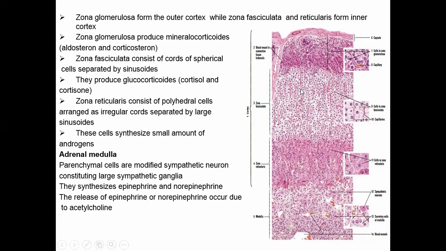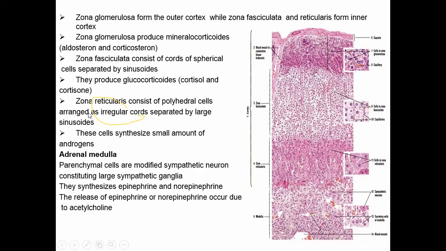Zona fasciculata consists of a special type of cells. These cords are separated by special sinusoids, and these sinusoids are actually capillaries that are present in some specific regions, like in the case of glands and livers also.